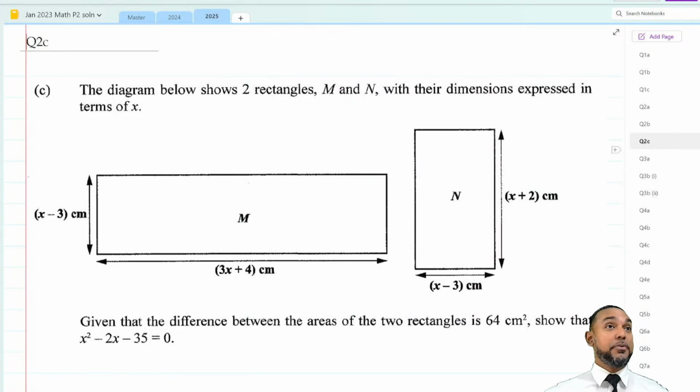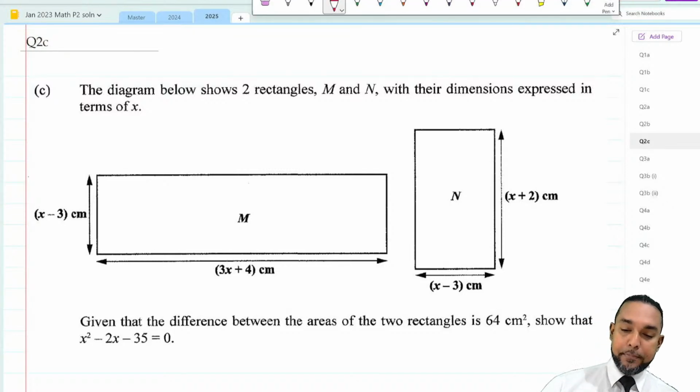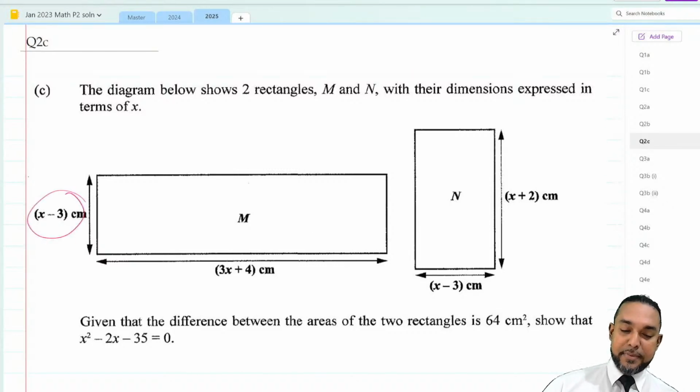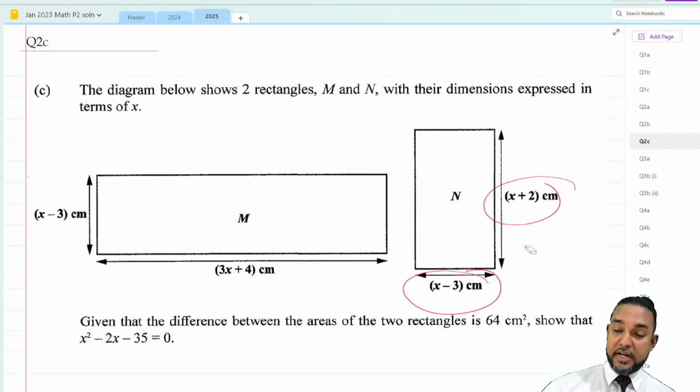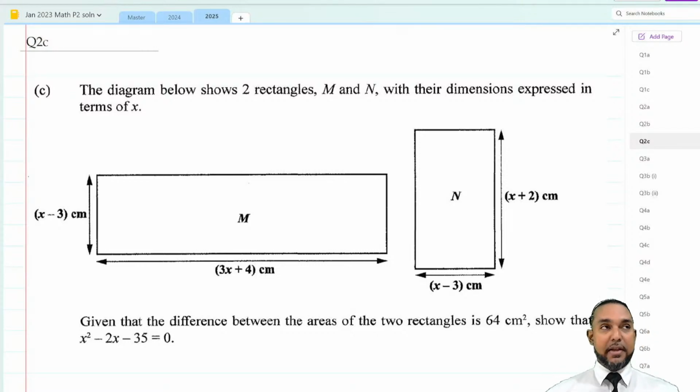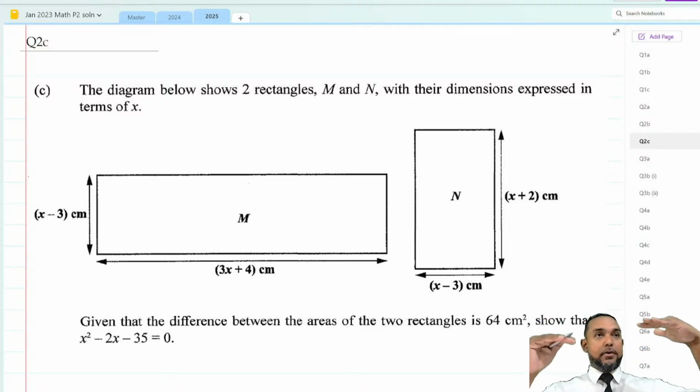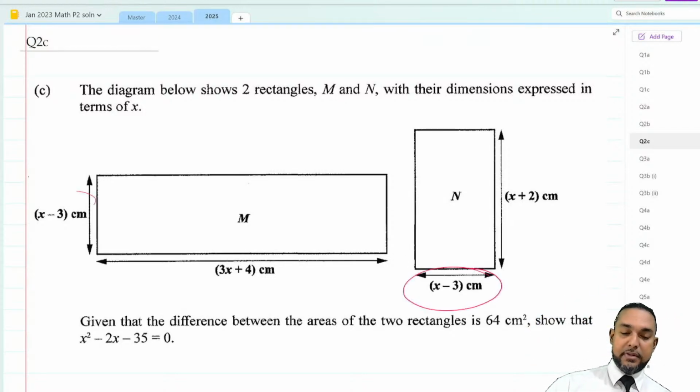Aha! We have some shapes and algebra. The diagram below shows two rectangles, M and N, with the dimensions expressed in terms of x. Right. So for M, the longer one, we have x minus 3 as its length and 3x plus 4 as its width. And for N, the shorter one, we have x minus 3 as its width and x plus 2 as its length. But technically, if you were to rotate N 90 degrees, this would correspond to this. So it kind of lies on top of it.